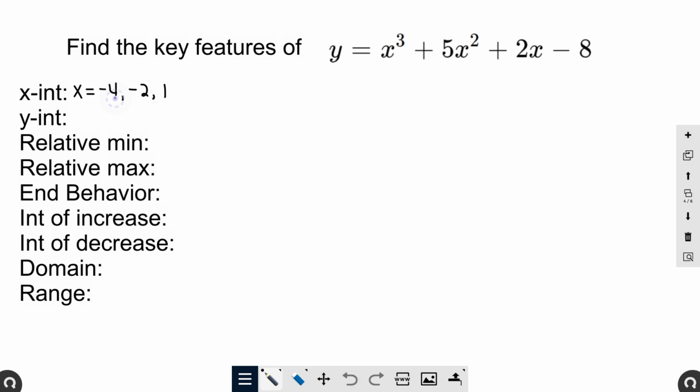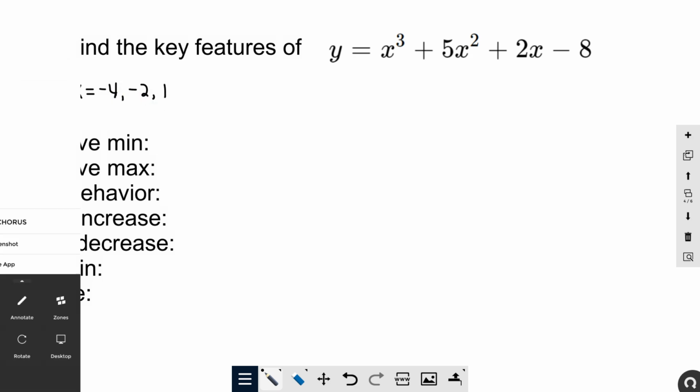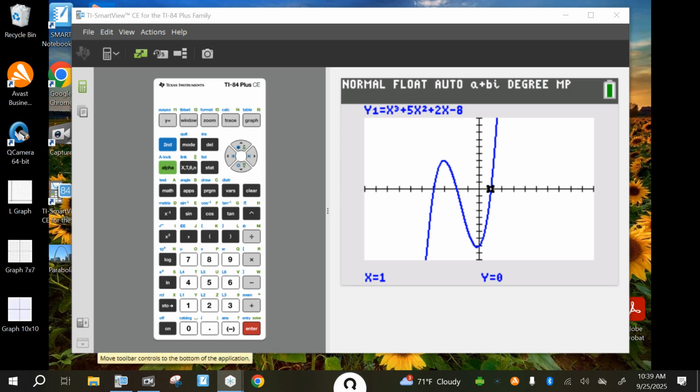Do any of those have multiplicities? No, they don't bounce off, right? They all just cut through that x-axis. Do you think you're always going to have nice, pretty whole numbers? No. So let's refresh on how to find it if it's not a nice, pretty whole number or if you're unsure.